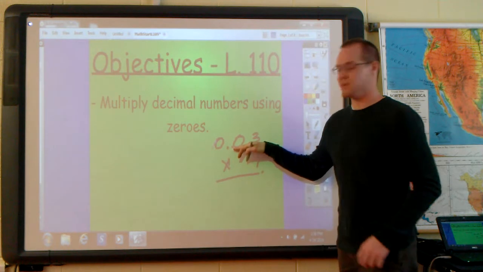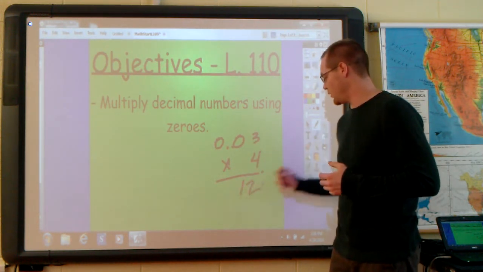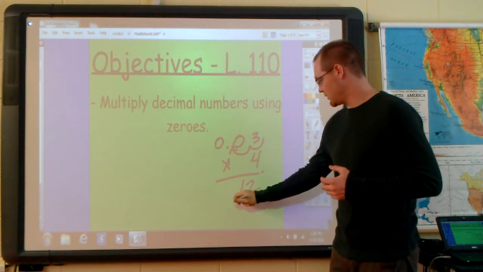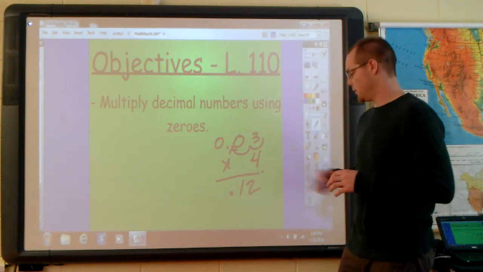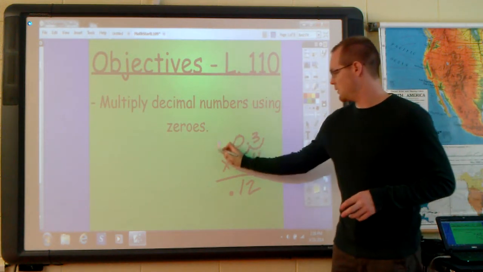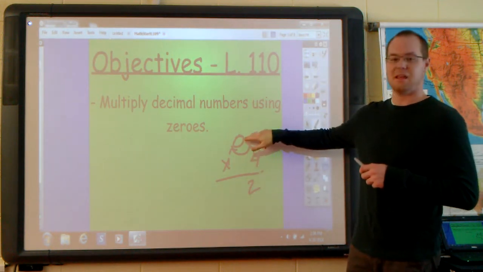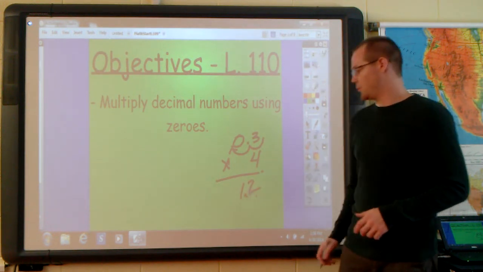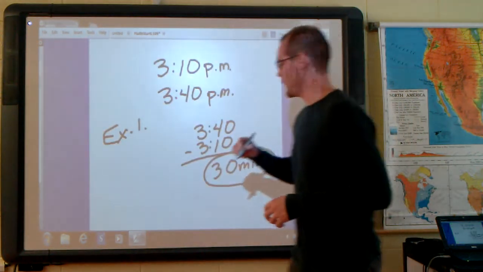Okay, 3/100 with a 0 as a placeholder. Okay, 3 times 4 is still 12. We now have two decimal places, so our answer is 12/100 versus before when we didn't have a 0 in the tens place. The 3's there now. 3 times 4 is still 12. We'd only move one place value over because there's only one decimal place. Okay?